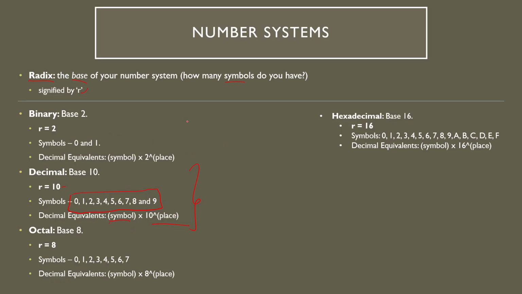Moving on, you might have a more common system, binary. Binary has a radix of 2 because it has only two symbols, 0 and 1. Again, I could use any other symbols for this. The decimal equivalence, that is what you type into a calculator to convert binary to decimal, is the symbol times 2 to the power place. So if I have a binary number 1 0 1, I will type in 1 times 2 to the power 2 plus 0 times 2 to the power 1 plus 1 times 2 to the power 0. And when I add this up on my decimal calculator, I will get a decimal number.